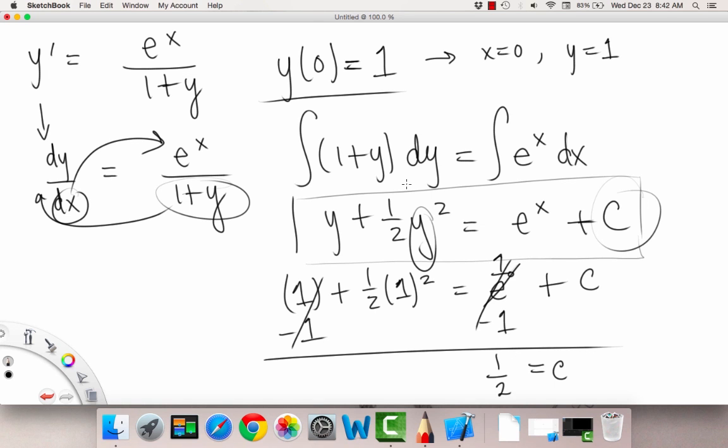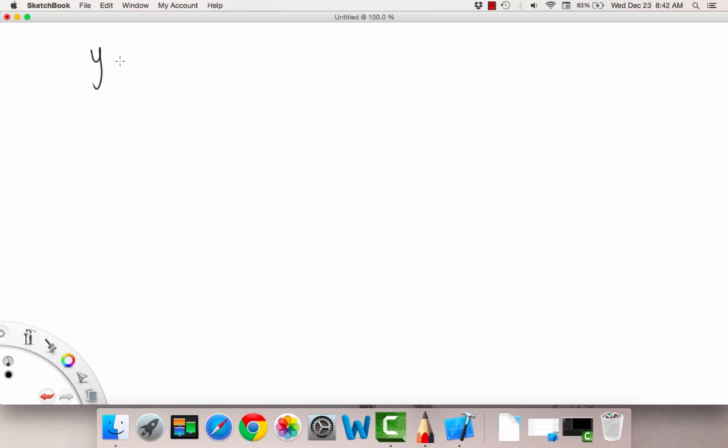On the next slide, I'm just going to plug in that exact c that we just found. So now our solution reads y plus 1/2 y squared is equal to e to the x, and instead of plus c, we're just going to plug in that positive 1/2 for c, so we have plus 1/2. Now, we dealt with the initial condition, we pinned down a specific constant, and now what we're going to do is try to get y by itself. That's what we're trying to do, isolate a single y on the left side.